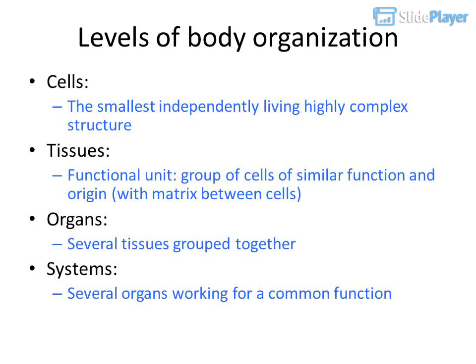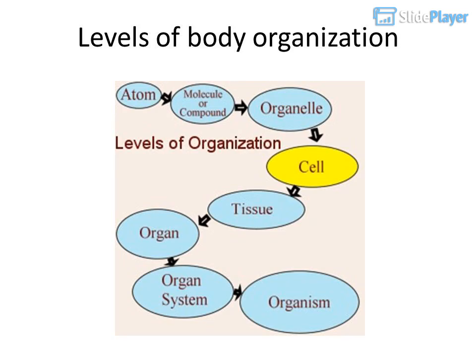Levels of body organization. Cells: the smallest independently living, highly complex structure. Tissues: the functional unit, a group of cells of similar function and origin, with matrix between the cells. Organs: several tissues grouped together. Systems: several organs working for a common function.